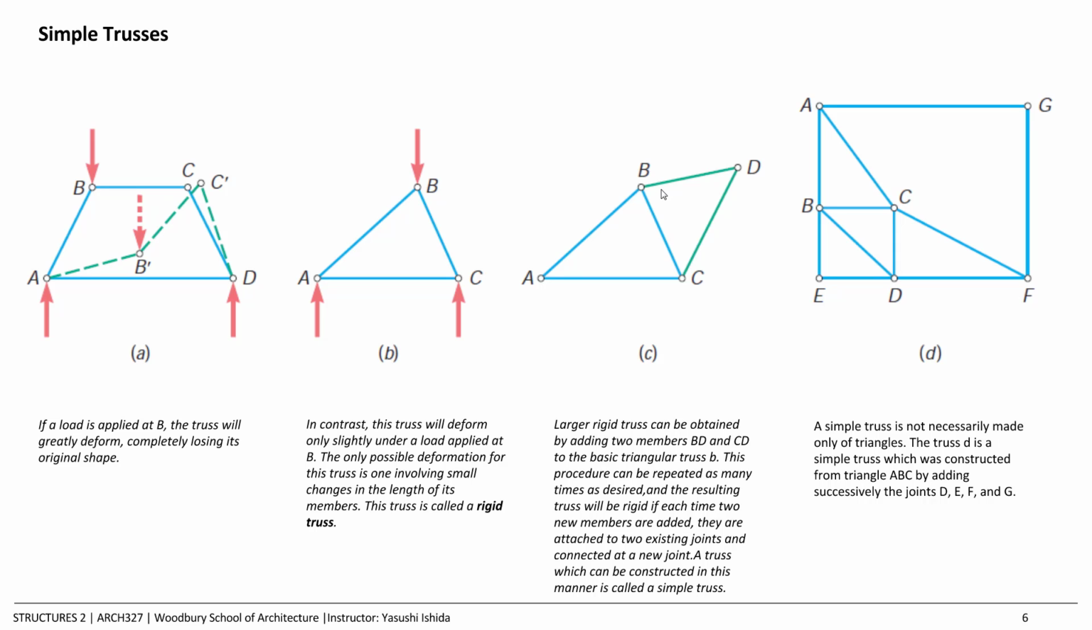You can also achieve a simple truss not just with triangles, right? This one is also a simple truss, which I'll show you the process for later. Start with a triangle, add 2 bars and 1 joint, again and again. A simple truss is basically where you start with a triangle and keep adding 2 bars and one node.